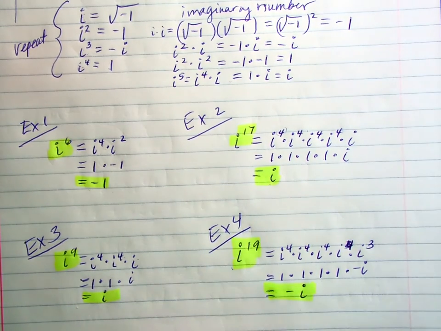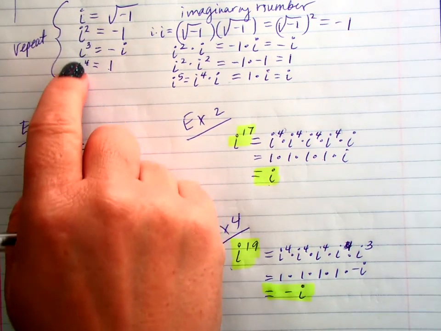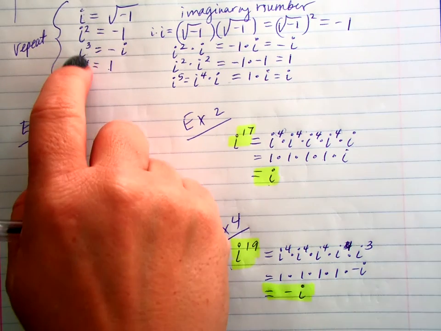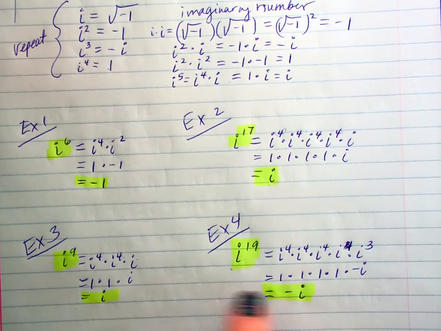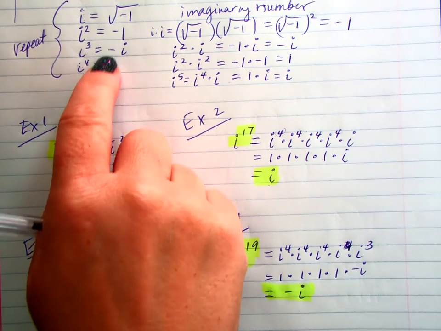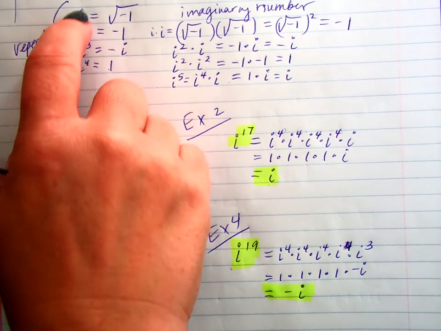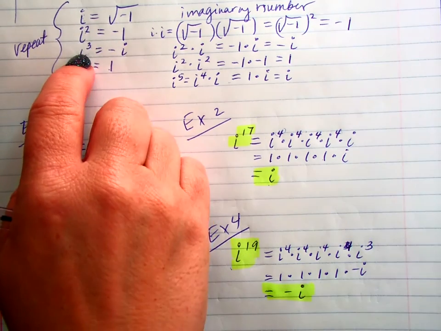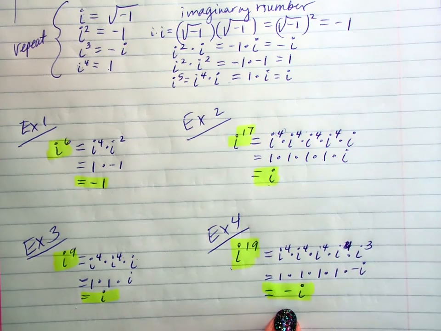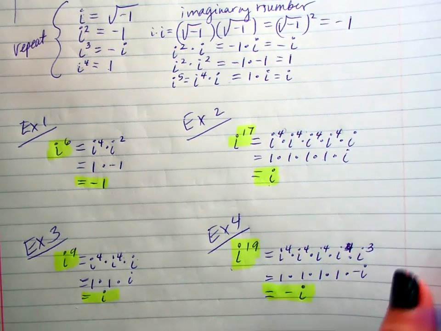What if on these two you wanted to do it by counting? To the 9th, you'd go 1, 2, 3, 4, 5, 6, 7, 8, 9. The answer is just i. What about 19? 1, 2, 3, 4, 5, 6, 7, 8, 9, 10, 11, 12, 13, 14, 15, 16, 17, 18, 19. The answer should be -i, and it is. How'd you do? There's going to be 2 of those on the quiz.